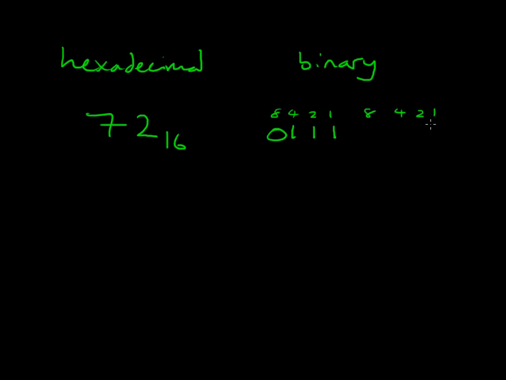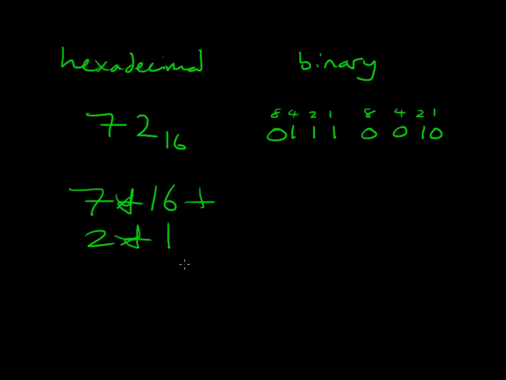And the second nibble will look like this: 8 can't go into 2, 4 can't go into 2, 2 can, and we don't need any more. So that's 2 there. So that's our 7 and our 2, and that there is the answer. Double check. So 7 times 16 plus 2 times 1. So the 7 times 16 is 112, plus the 2 times 1, which is 2, so that equals 114 in denary. And just double check to see what this equals.